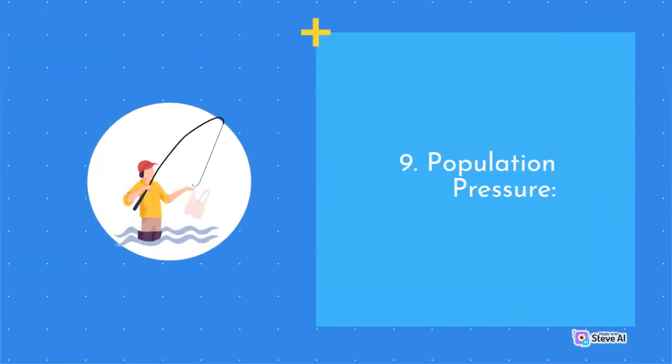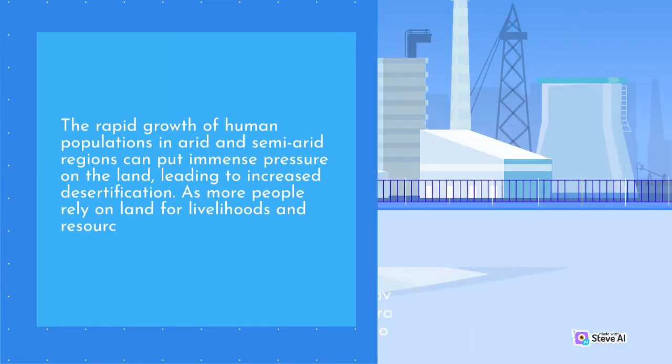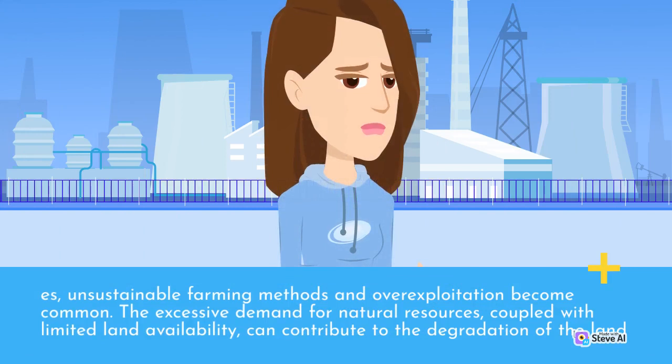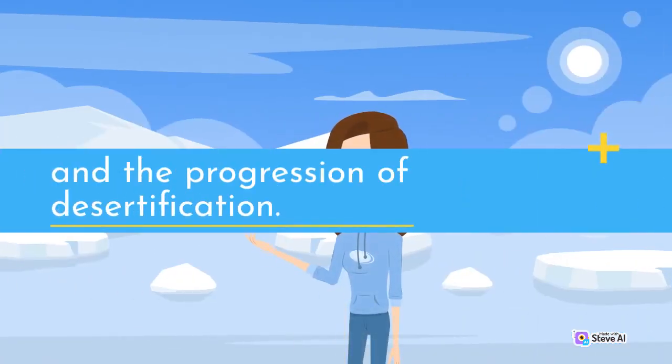9. Population pressure. The rapid growth of human populations in arid and semi-arid regions can put immense pressure on the land, leading to increased desertification. As more people rely on land for livelihoods and resources, unsustainable farming methods and overexploitation become common. The excessive demand for natural resources, coupled with limited land availability, can contribute to the degradation of the land and the progression of desertification.